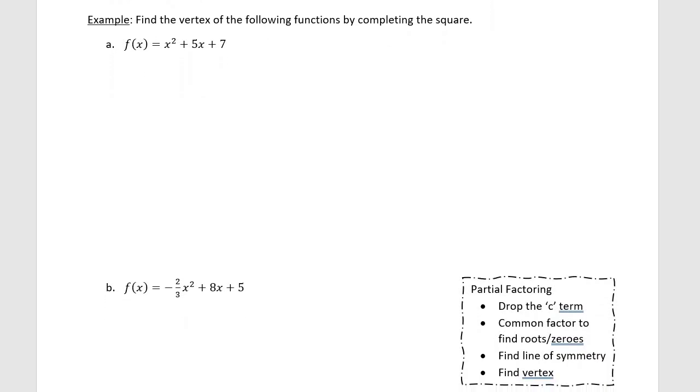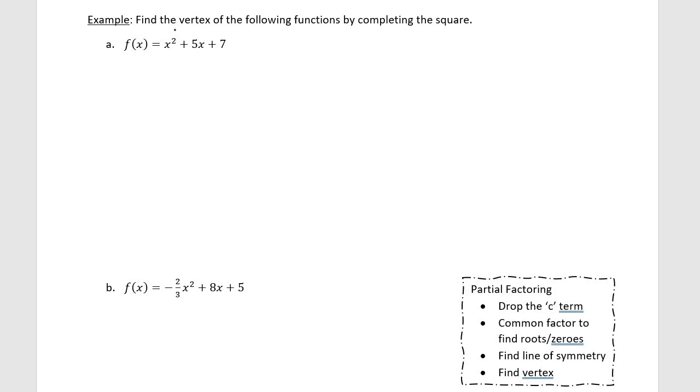Now, everybody's favorite thing from the review package, completing the square. So if we have a quadratic function, f of x is equal to x squared plus 5x plus 7, we can get the vertex by completing the square. So let's go through that process here.